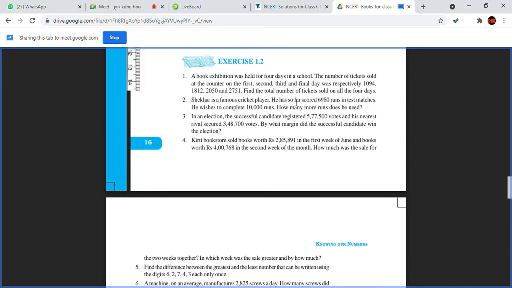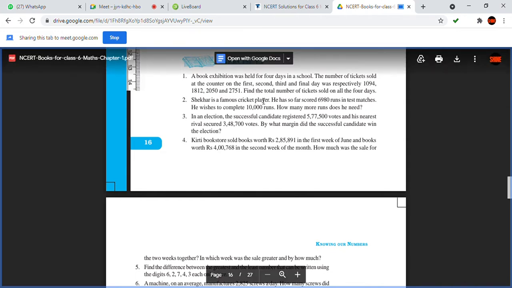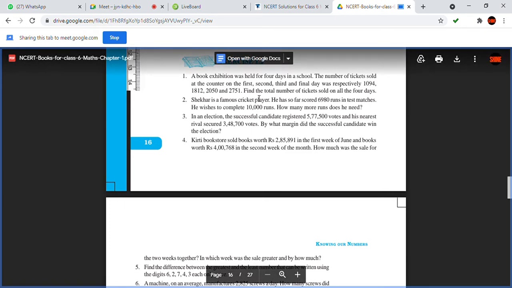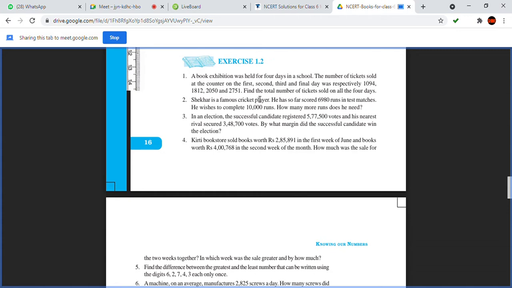Leave some space for writing that question, and below you write the first step, tickets sold on first day. Write as neatly in your notebook. Tickets sold on first day is equal to 1094. Then below you write tickets sold on second day. Number of tickets sold on second day is equal to 1812. All of you write somewhat fast.